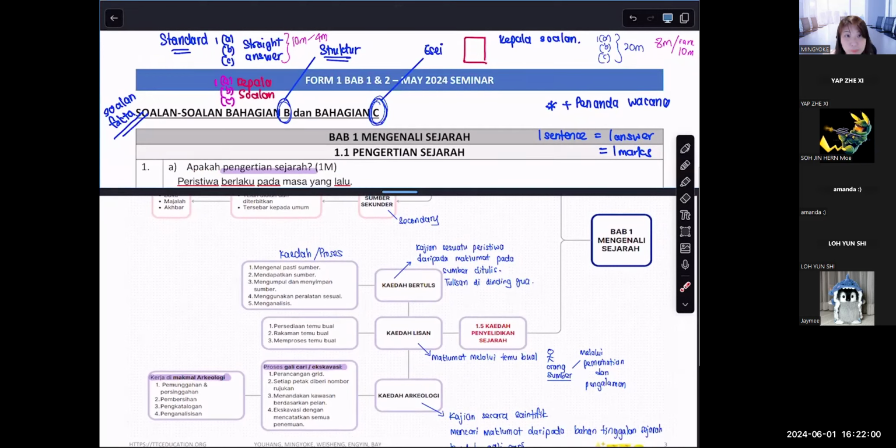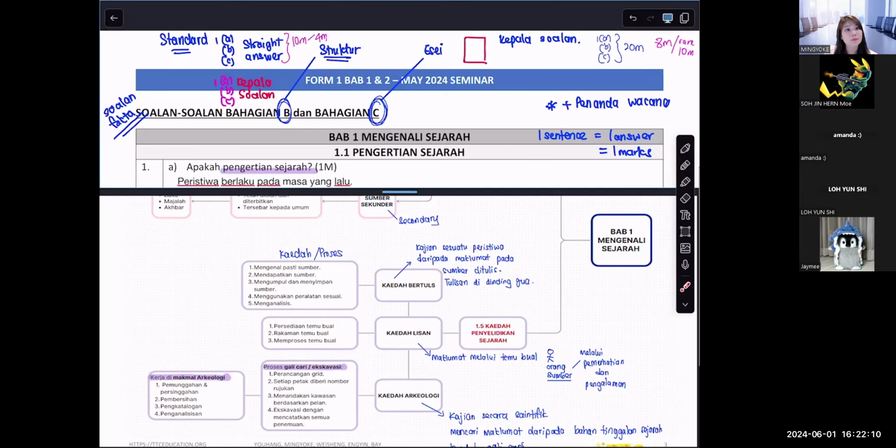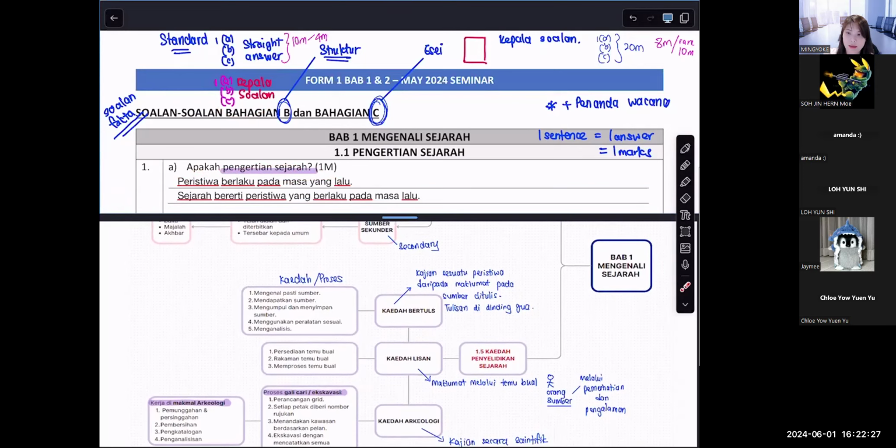Because they give you marks, so you ask your teacher what their format is. For example, a very simple format: a lot of teachers say, I want kepala soalan. I want kepala soalan means what? I want you to give me an opening. Kepala soalan means you copy back the soalan, meaning I don't want a direct answer. I want you to write, sejarah bererti peristiwa yang berlaku pada masa lalu. Or you can write, pengertian sejarah ialah peristiwa yang berlaku pada masa lalu, guys.